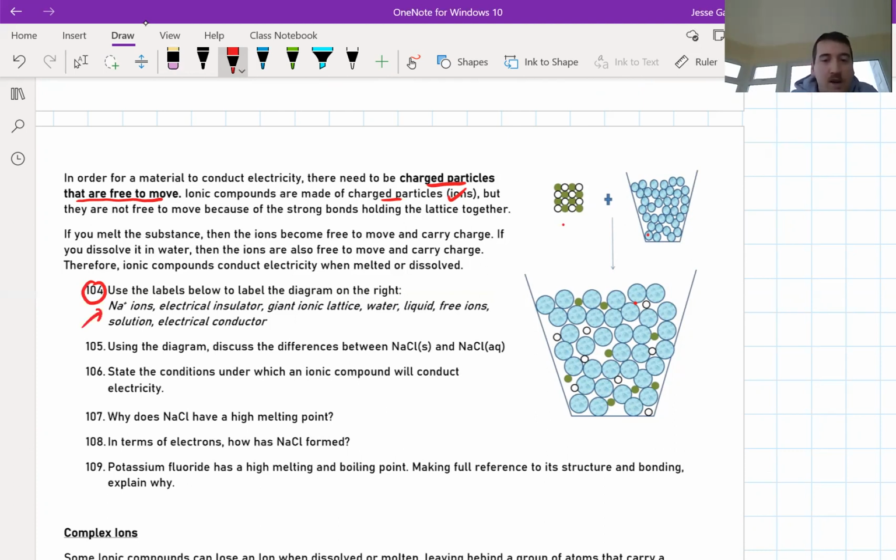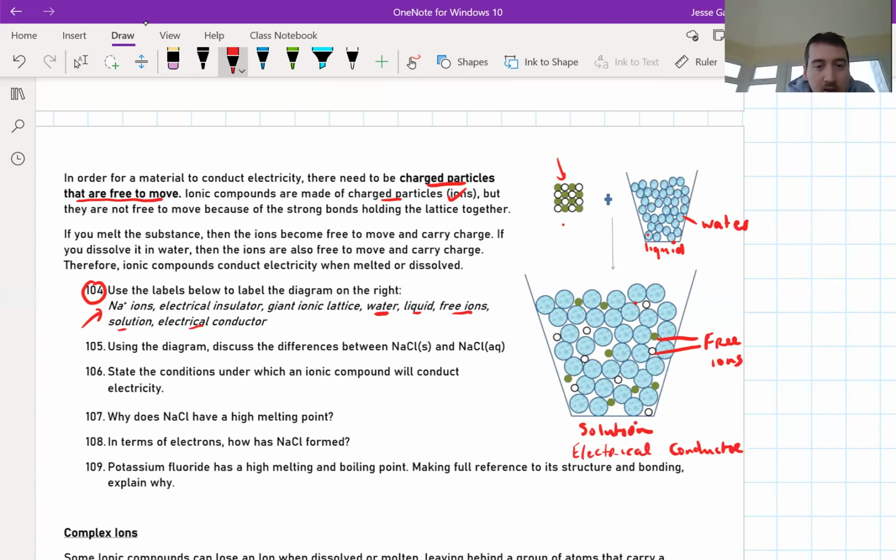Okay, so let's have a look at what you should have done. Well, first of all, easy one, I'm starting off with water. So this here is the water. Hopefully that's what you labeled. It's a liquid. Free ions. Where do I see free ions? Well, these are not free ions. They are ions, but they're not free. So these things down here, once they're dissolved, these are free ions. Solution. This is the solution. Electrical conductor. This one here is the only electrical conductor here. This mixture down here.